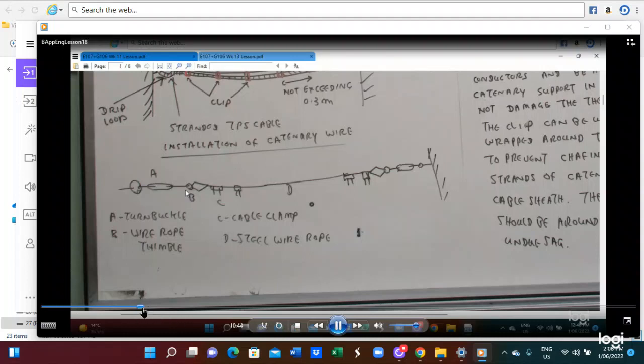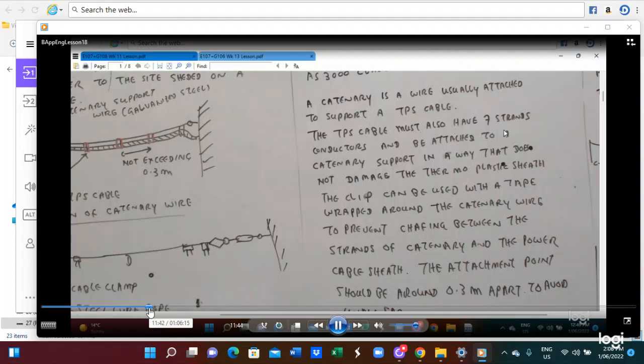And this one is the catenary support system. How the catenary wire is supported, and the characteristics of the catenary wire. You can see this one.